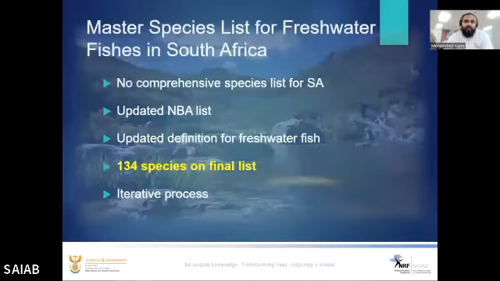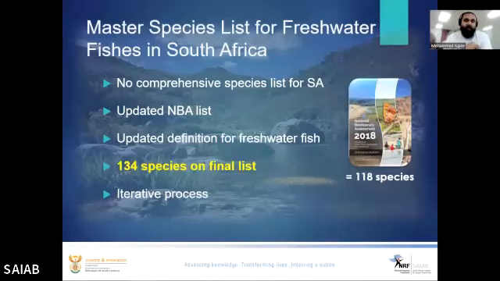The other output that was associated with my PhD was to develop a master species list of freshwater fishes occurring in South Africa. So prior to my project, there was no comprehensive species list in the country. We've since then updated the National Biodiversity Assessment List, updated the definition of what exactly is a freshwater fish, and our final list now contains 134 species on it.